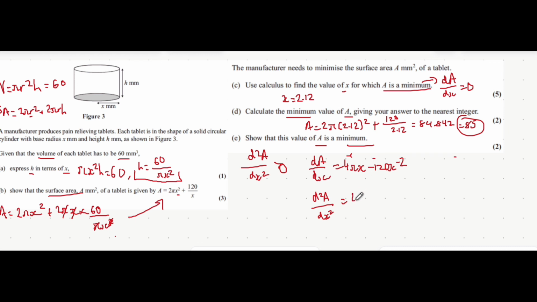4 pi x will just differentiate to 4 pi. Minus 120 times minus 2 is positive 240 x, and then you subtract 1 from the power. Minus 2 take away 1 is minus 3, so it's to the power of minus 3. How we show that's a minimum? Well, first of all, x to the minus 3 is the same as 240 over x cubed. And if you put the value of x 2.12 into this, what you'll get is that this whole thing is bigger than 0. And because the second differential is bigger than 0, and the first differential is equal to 0 when x is 2.12, we say that at this value of A, it's a minimum.